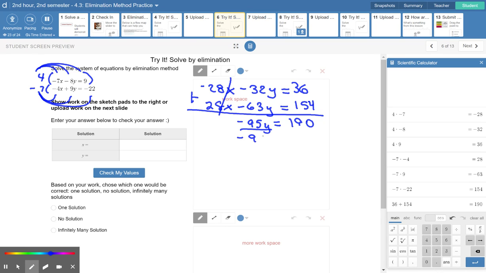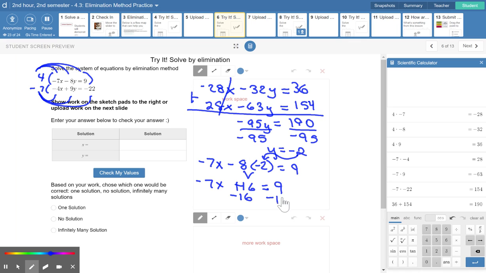We're going to divide by negative 95. And we're going to get y equals negative 2. Now it's important for you to plug in the negative 2 into whatever equation you would like. I'm going to stick with the top one. Make sure when you're plugging in, you plug in the right value into the right variable. So this is going to get us a positive 16. So then I'm going to minus 16 on both sides.